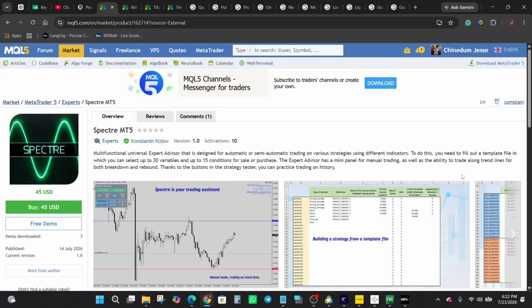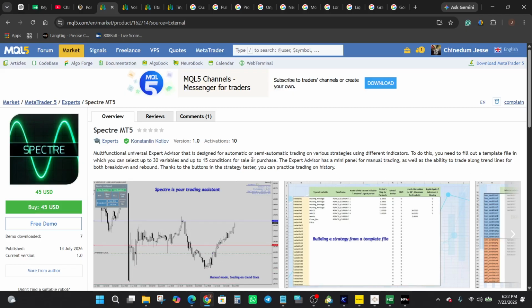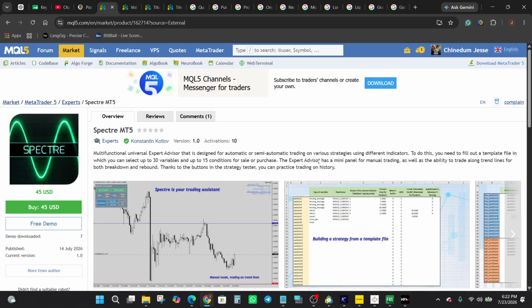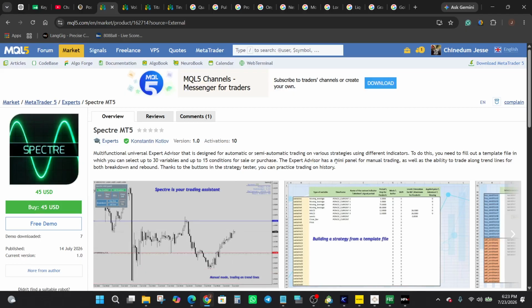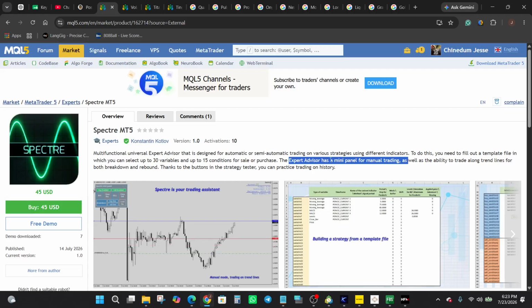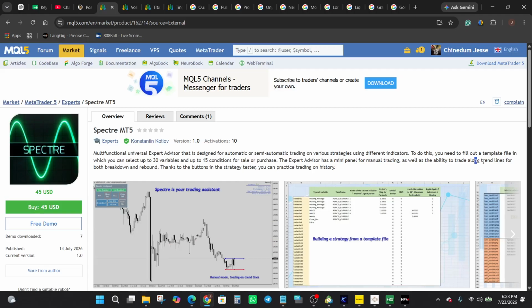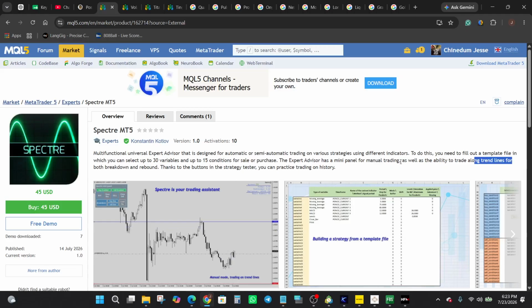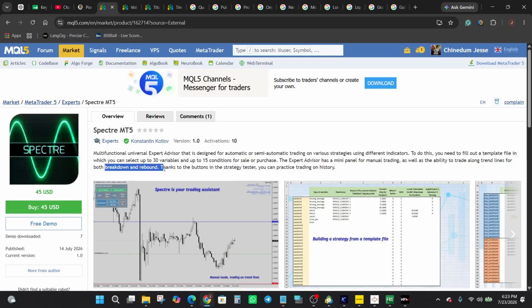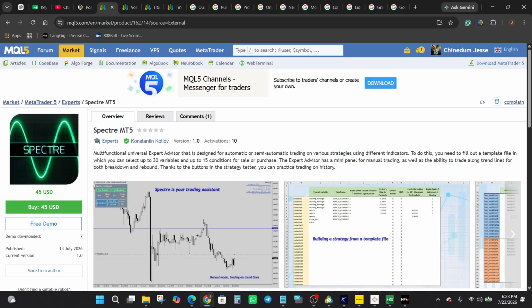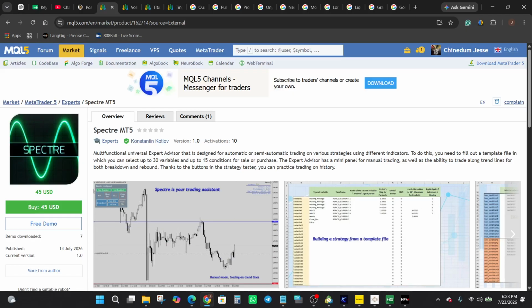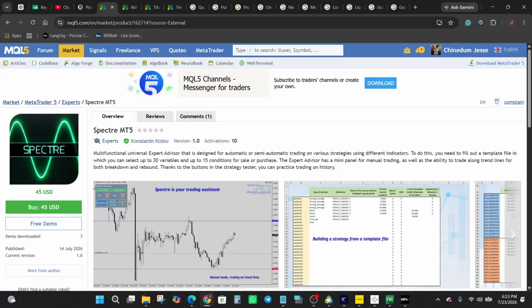Another interesting feature is its built-in manual trading panel. Even though the EA supports automated execution, traders can also interact with the market manually without switching tools. The developer also mentioned support for trend line trading, allowing both breakout and rebound strategies, depending on how the template is configured. So this opens up considerably more possibilities than many EAs that are designed around only one specific market condition.